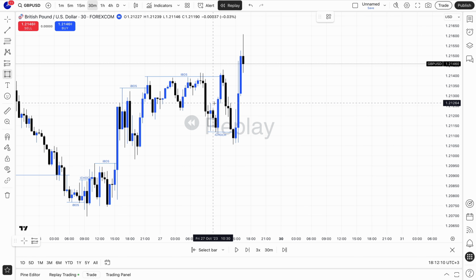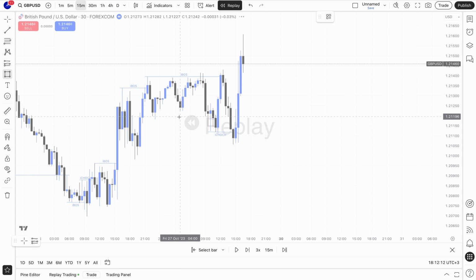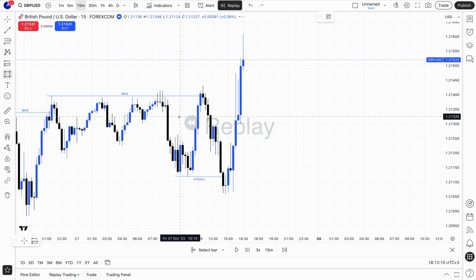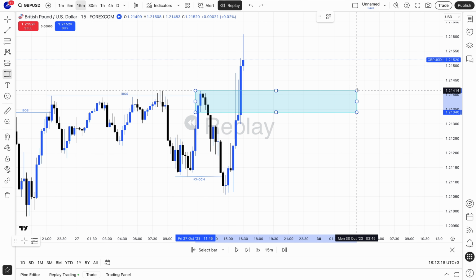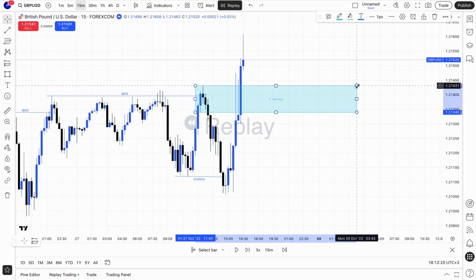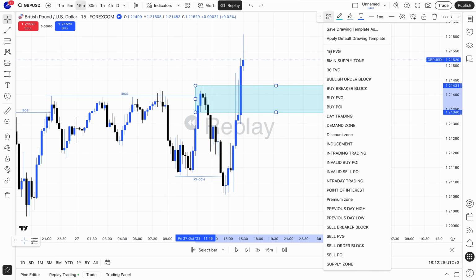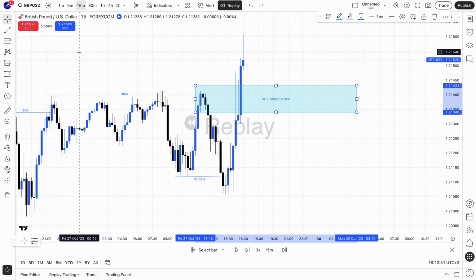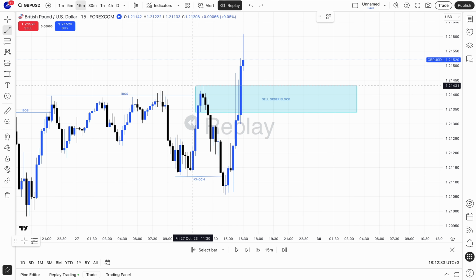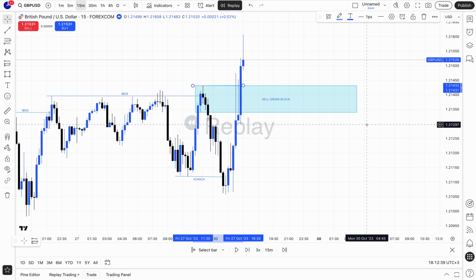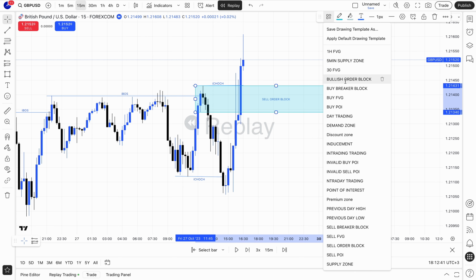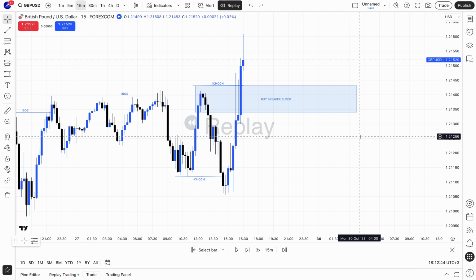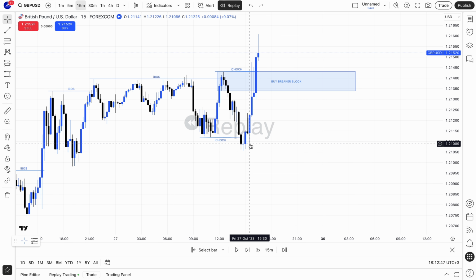this was the supply zone. This was the supply zone. This was the supply zone. It was a sell order block. Then after being disrespected and the market shifted to the upside, internal structure, then to the upside, then automatically this is now a bullish, a buy breaker block. You can clearly see it.